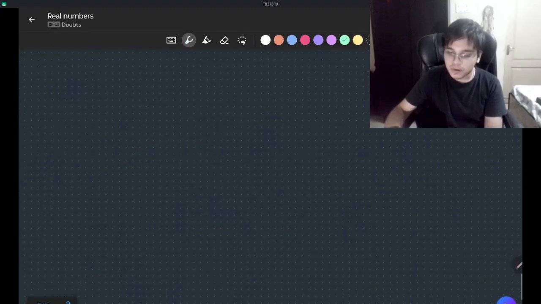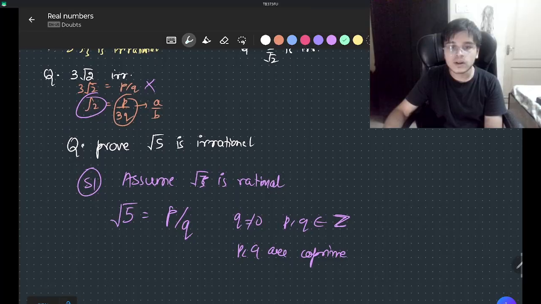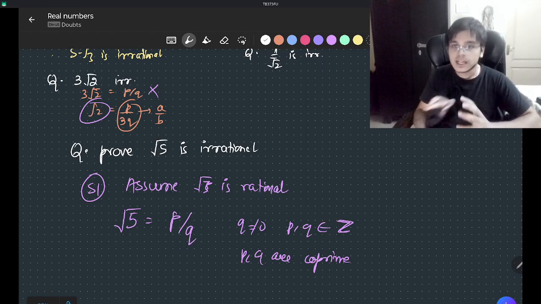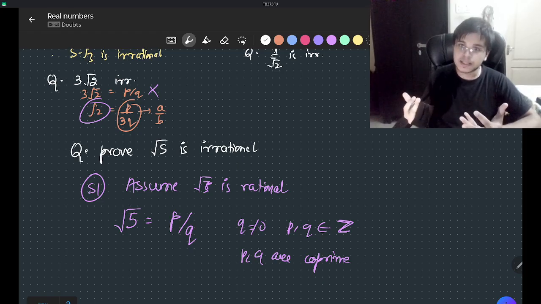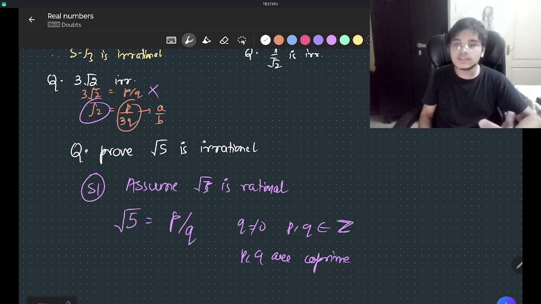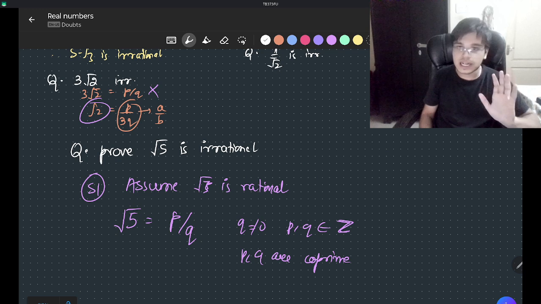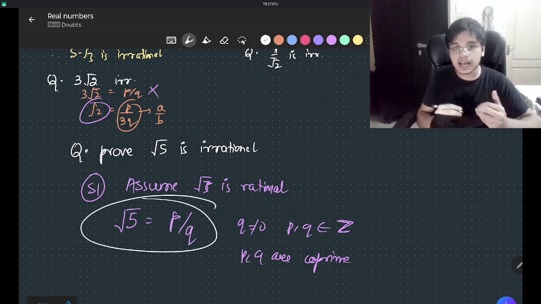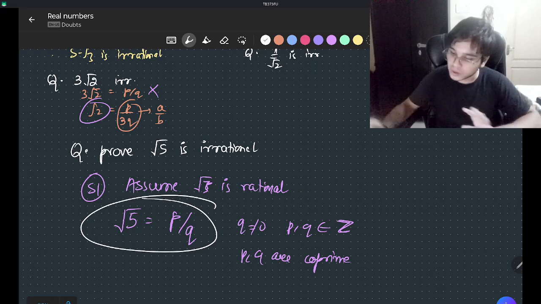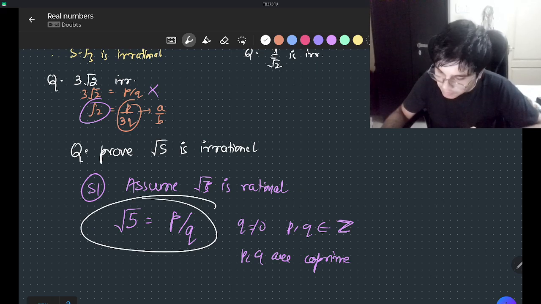Now, how to prove whether root 2, root 5 or root 3, whatever is given in the question, is irrational? First step is to assume the opposite. In mathematics, whenever you are asked to prove or disprove a statement, start by assuming the opposite. In this case, assume that root 5 is rational. If root 5 is rational, according to our definition of a rational number, root 5 can be written as p by q, where q is not equal to 0, p, q belong to Z plus.